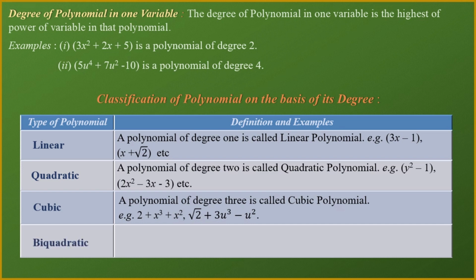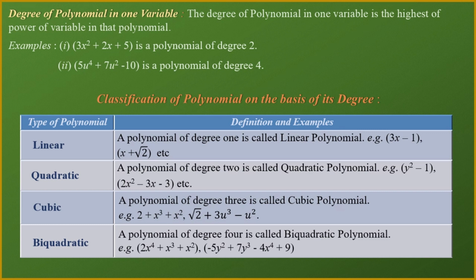And last one is biquadratic polynomial. So for a biquadratic polynomial, the power of variable, means degree of any polynomial, should be 4. As you can see in the second example, minus of 5y square plus 7y cube minus 4x to the power 4 plus 9. So the highest power given here is 4. So it is called a biquadratic polynomial.